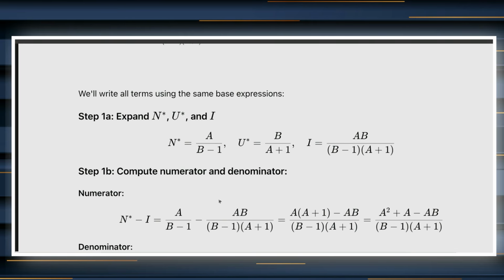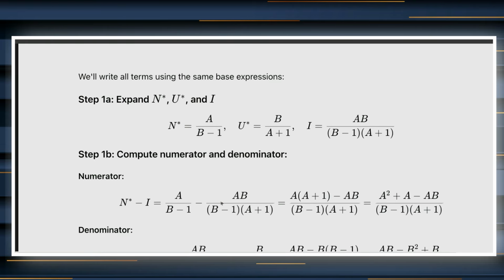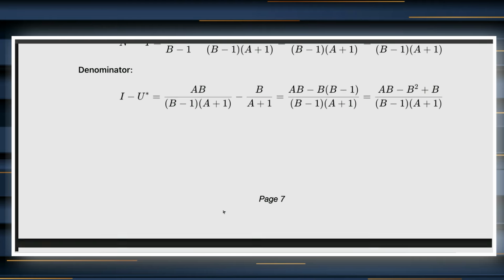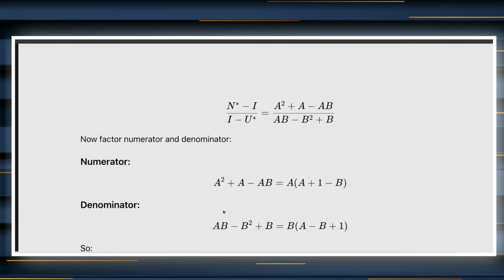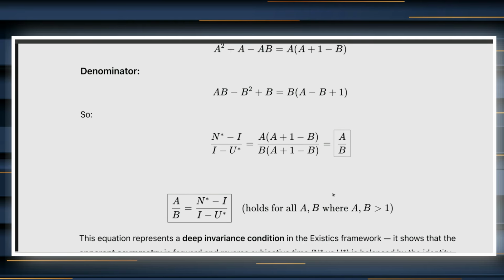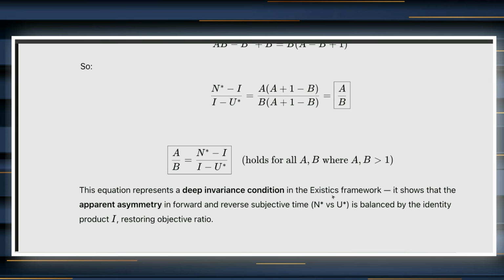All right, so here you can see I'm just carrying out algebraic expressions to show different formulations and ways that these variables go together. Just continue on that. And again, this is just showing the equivalence that n star minus I over I minus u star has the same ratio as a over b, which is very important. This equation represents a deep invariance condition in the Existics framework. It shows that the apparent asymmetry in forward and reverse subjective time is balanced by the identity product I restoring objective ratio.